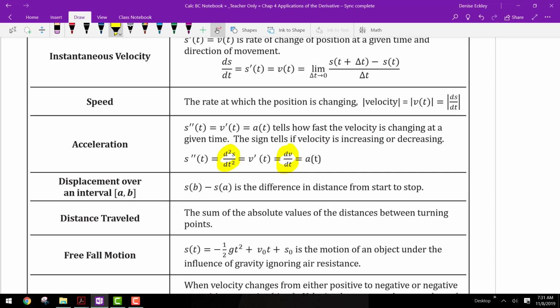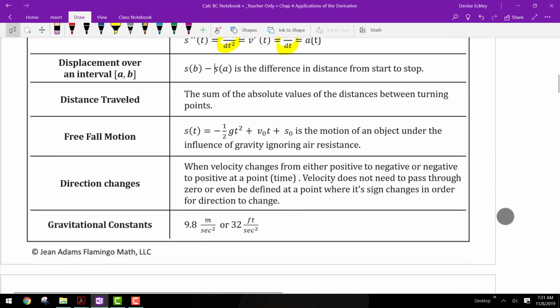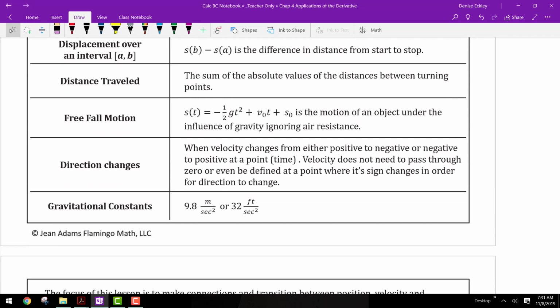Displacement is, of course, the distance it traveled from start to finish. And then we have free fall motion with our gravitational constant. Remember that we can tell when the direction changes from positive to negative when the velocity is 0. And also remember that velocity and acceleration have to have the same sign if the particle is speeding up. They have opposite signs when it's slowing down, and if acceleration is 0 and velocity is not, the particle is moving at a constant rate.